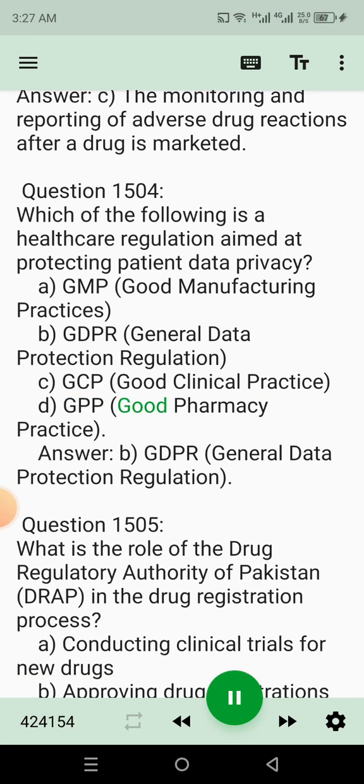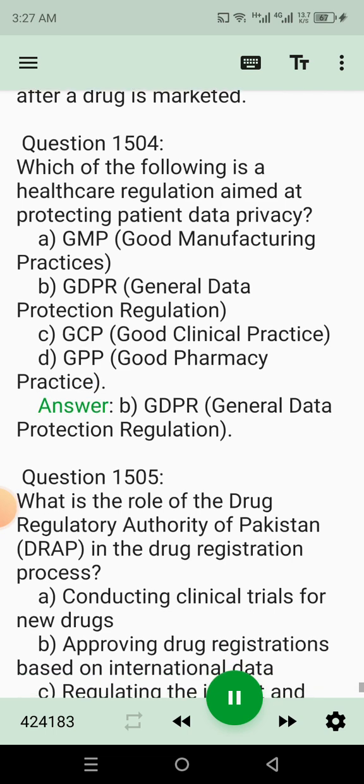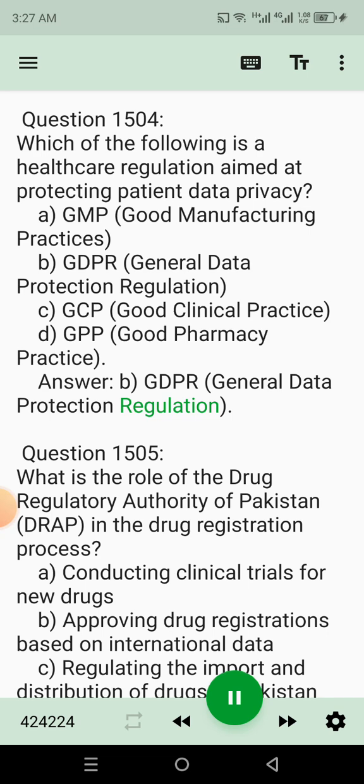D. GPP, Good Pharmacy Practice. Answer. B. GDPR, General Data Protection Regulation.